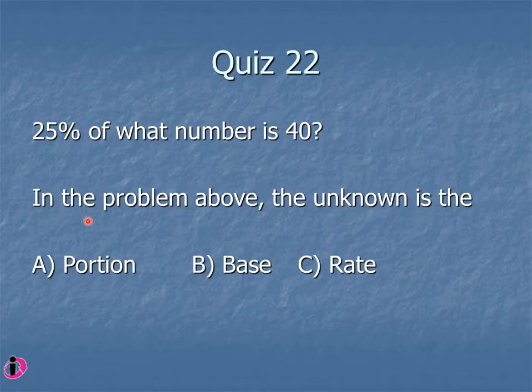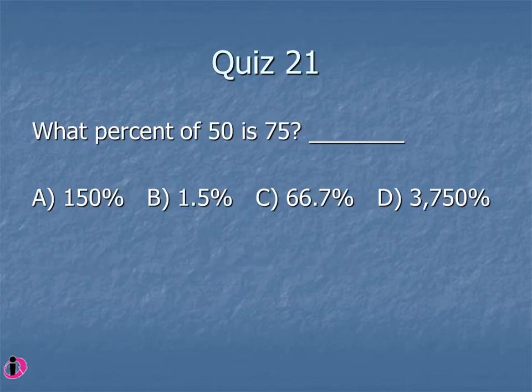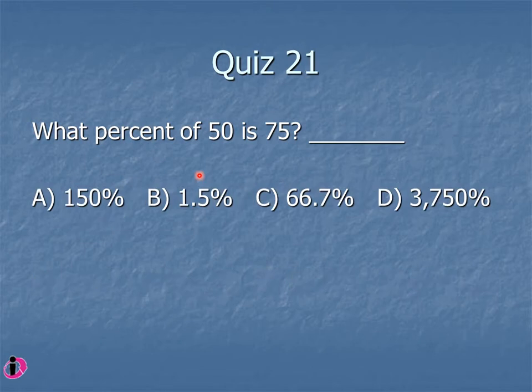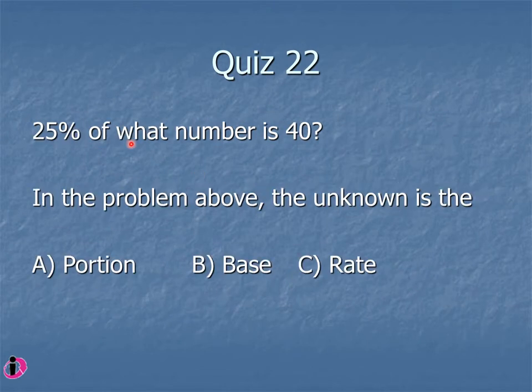Let's try another example here. What is unknown in this question? I think of course the base, right? Because you see nothing is after the word "of", so the base is unknown, so the right answer is B.